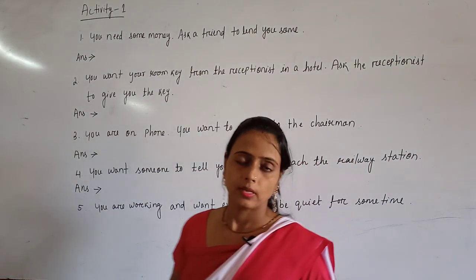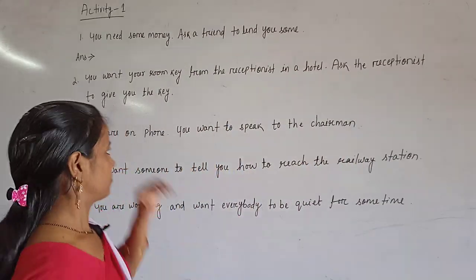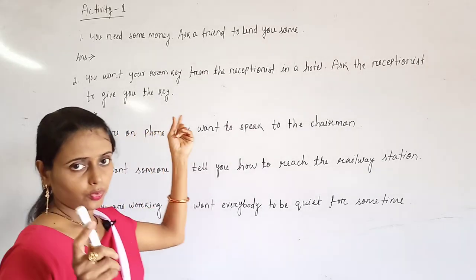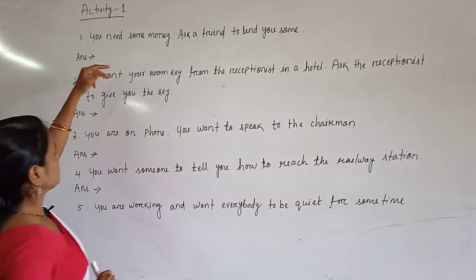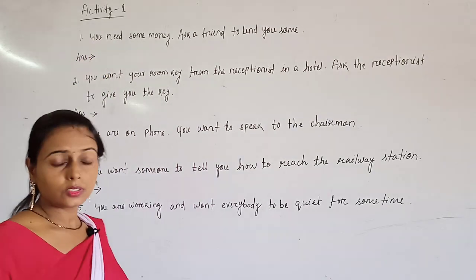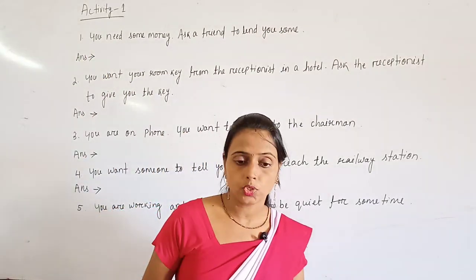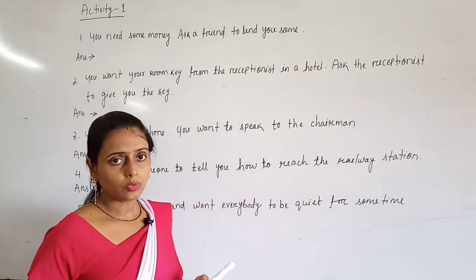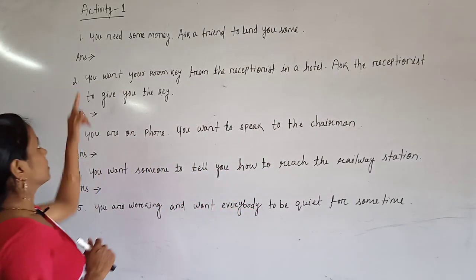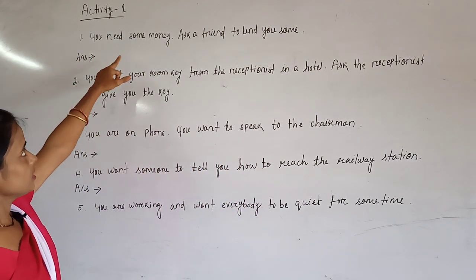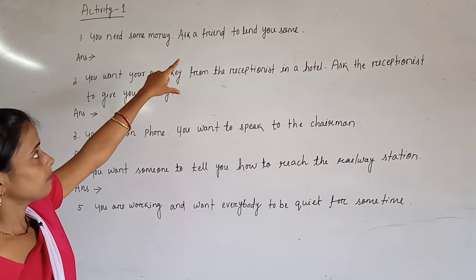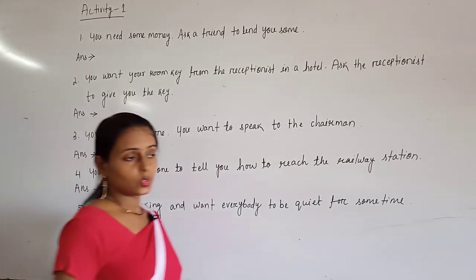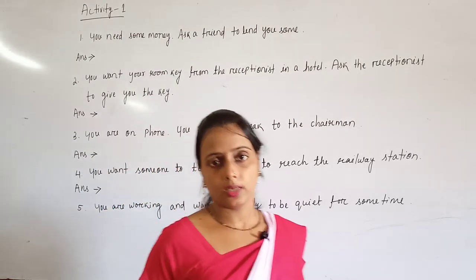So, students, let's do activity number 1. You just go through your book also, so that it would be easy for you to understand. Activity 1, and what is the instruction? That you have to use models to ask for permission. It is mentioned, you need some money, ask, making request, okay, ask a friend to lend you some. So, here you are going to make a request.